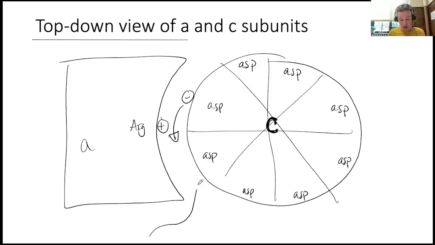Now, as this rotation happens, protons come in and bind to the aspartate. What's happening, folks, is the C ring becomes exposed to the higher concentration of protons in the inner membrane space. With a lower pH, the aspartate would tend to become protonated due to its pKa.